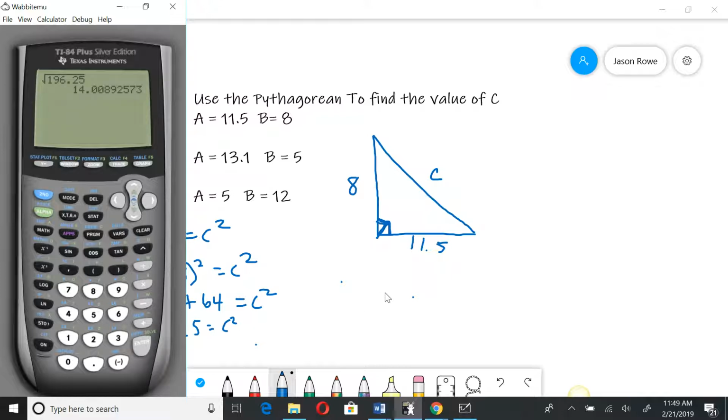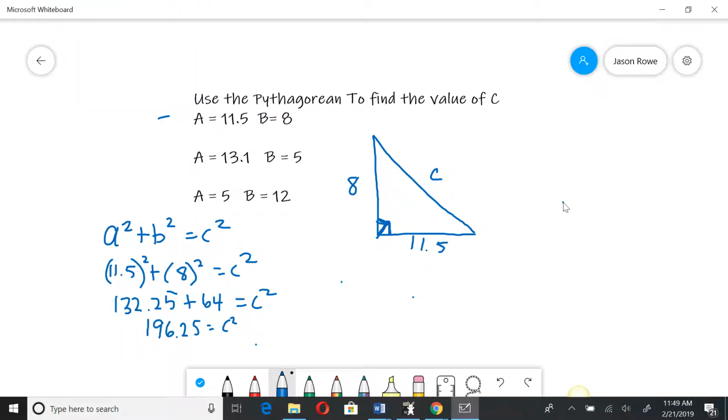And then we're going to round off to the nearest tenth every time. So in this particular problem, since we got zeros here, 14 will be the value for C. So C equals 14. And that's all there is to this. That's the work. Please show all this work so I can help you if you make a mistake.